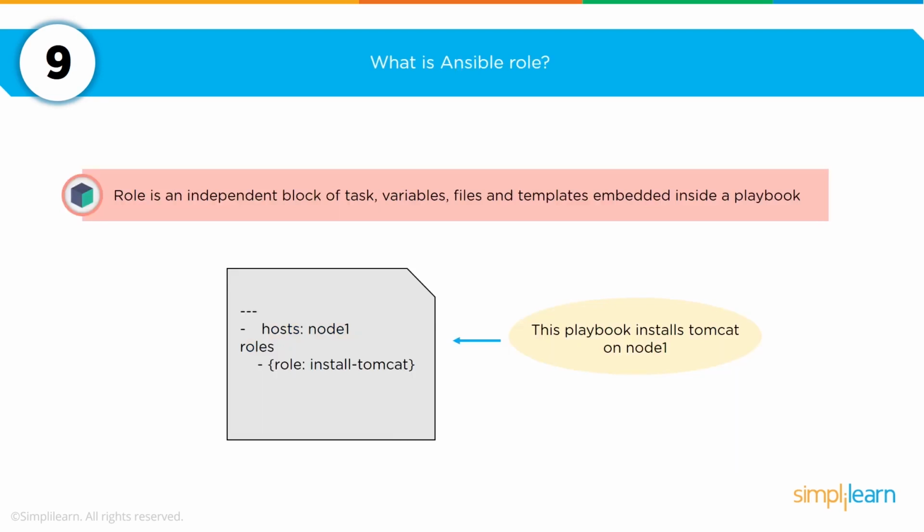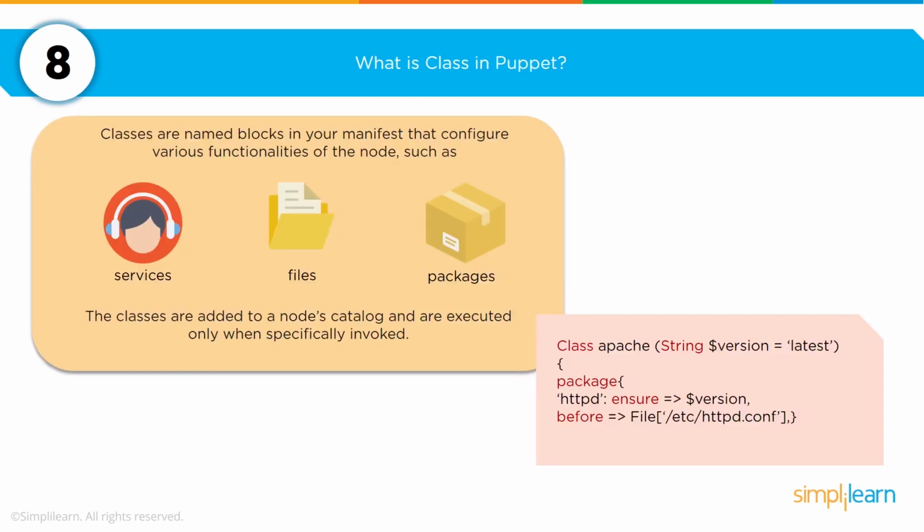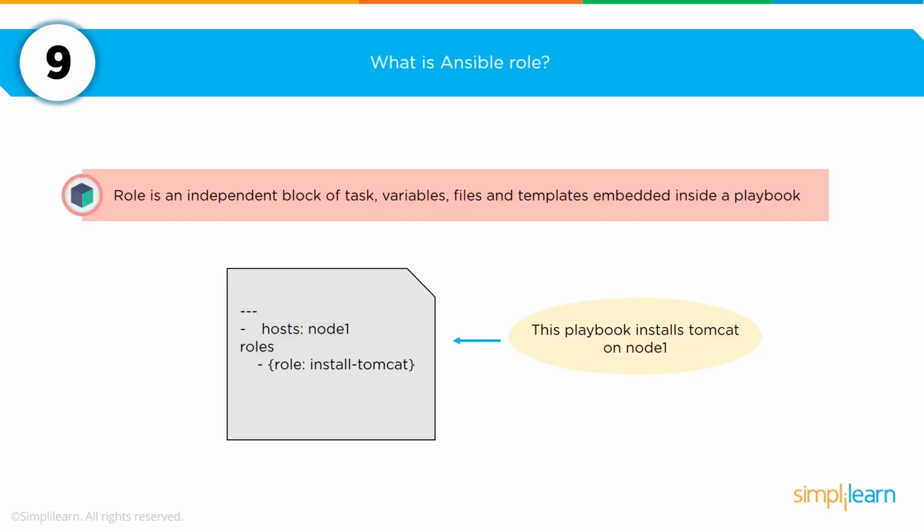As we move into Ansible, one of the things that you're going to be asked around Ansible is, what is an Ansible role? A role is an independent block of tasks, variable files, and templates embedded inside of the playbook. The example we have here on the screen shows you one role within a playbook, and in this role, it is to install Tomcat on a node. Again, as with the previous question within Puppet of a class, it's probably good to have memorized just one or two roles so you can talk knowledgeably about Ansible when you're having your interview.